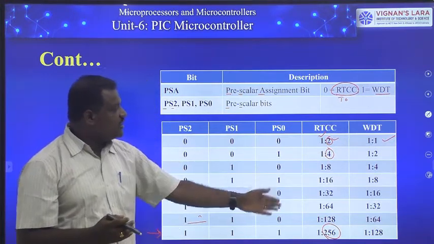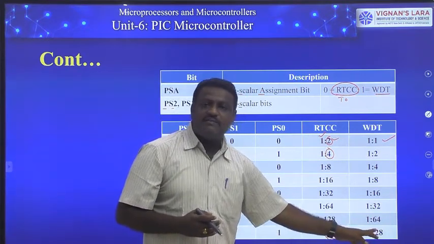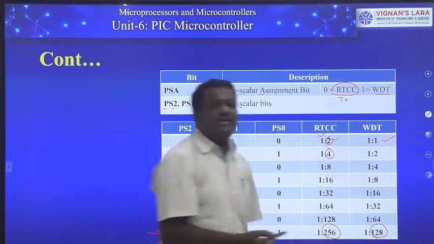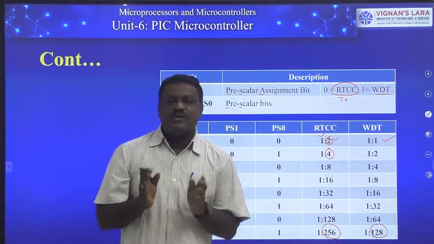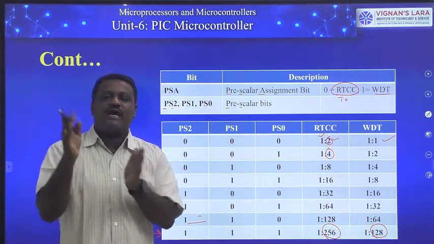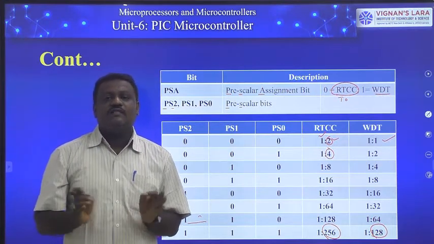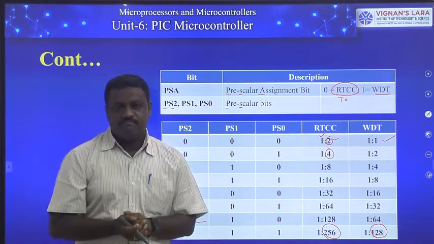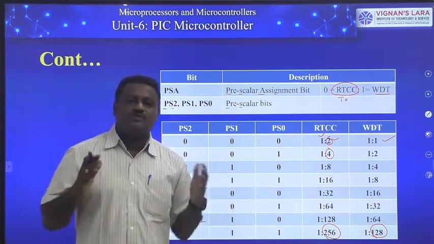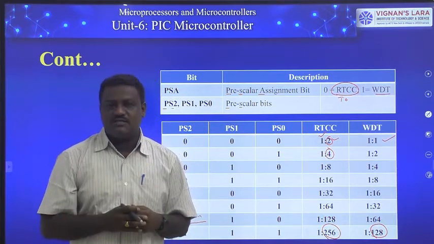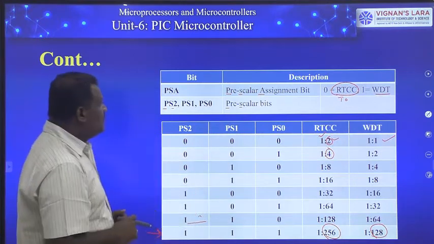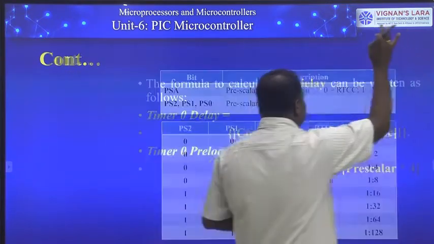Similarly for the Watchdog timer, with 1:128, the Watchdog timer content increments by 1 once it successfully receives 128 clock pulses. The Watchdog timer size is also 8-bit, so 256 into 128 is equal to 32k clock pulses. So, without increasing the size of Timer 0 as well as the Watchdog timer, I can increase the time delays by utilizing this prescaler option. That is a beautiful feature present in these PIC controllers.